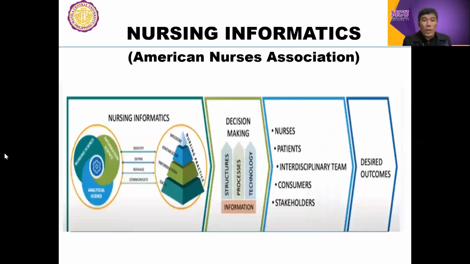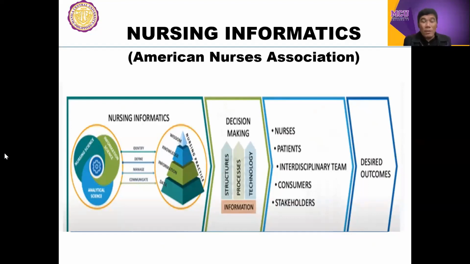Now, to expound more, nursing informatics comes from the concept of nursing science, analytical science, information science, and the concept of data, information, knowledge, and wisdom, and how it is related to decision making. That's why I mentioned that on the top, we have considered wisdom as the peak of our hierarchy. So this wisdom may give information on the structures, processes, and technology.